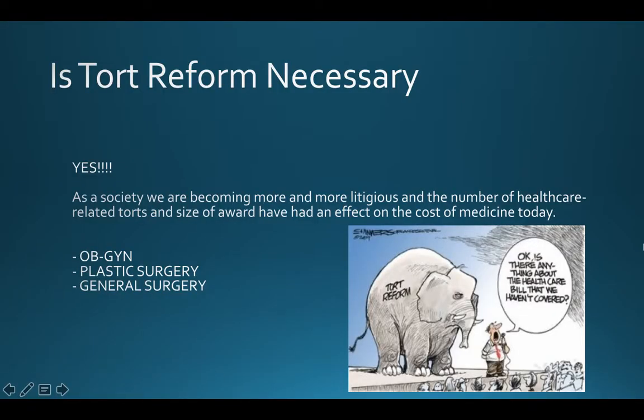Is it necessary? In my opinion, it is. As a society, we are becoming more and more litigious, and the number of healthcare-related torts and size of awards have had a massive effect on the cost of medicine and healthcare today. The three most common areas that this happens in are going to be your OBGYN, plastic surgery, and also general surgery.